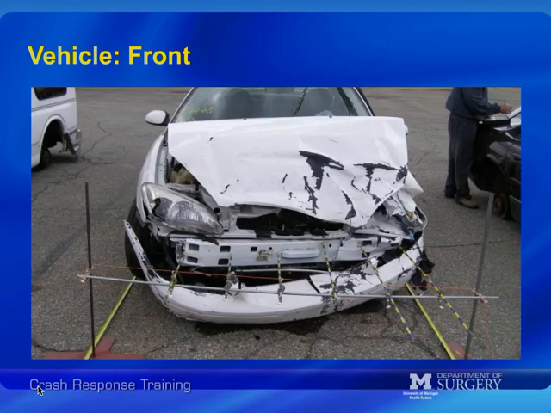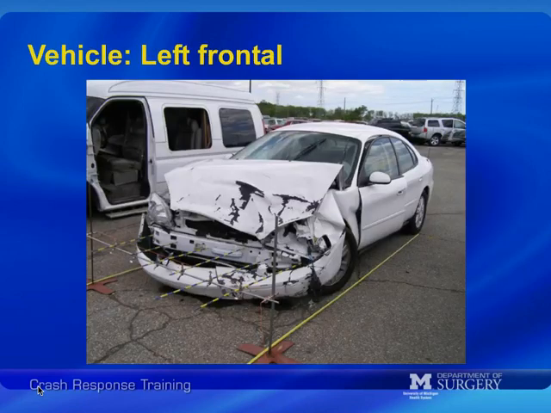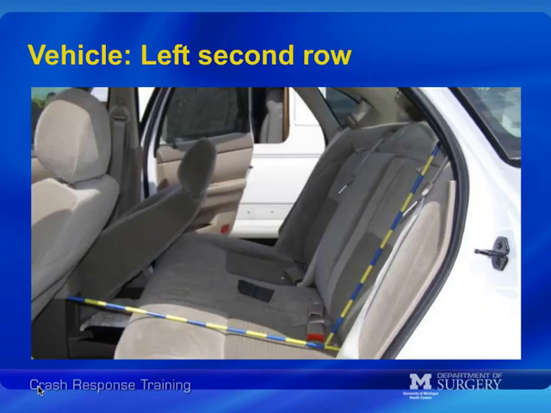Both frame rails were engaged, which provided optimal energy dissipation for the occupants. Overall, this damage is rated as severe with a delta V of 38 miles per hour. This is the seating area of our case occupant. He was seated behind the driver.